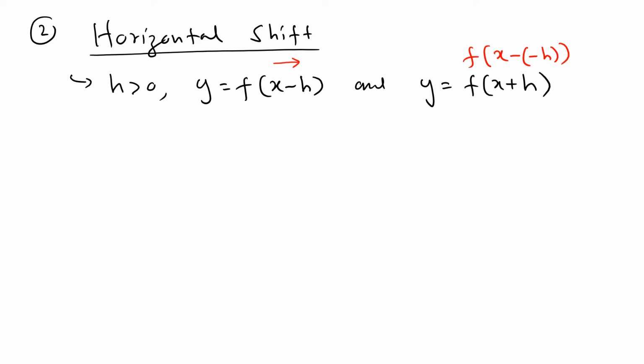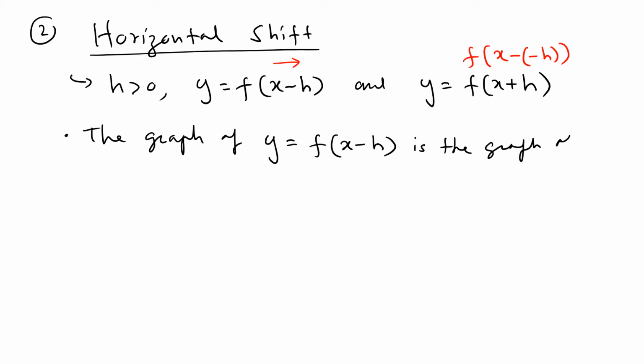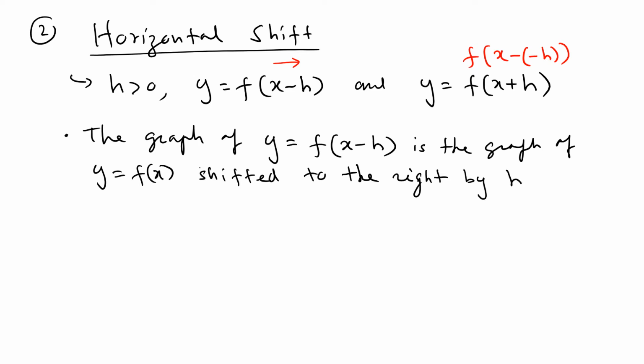So let's write what we do here. The first one is: the graph of y equals f(x minus h) is the graph of y equals f(x) shifted to the right by h units.